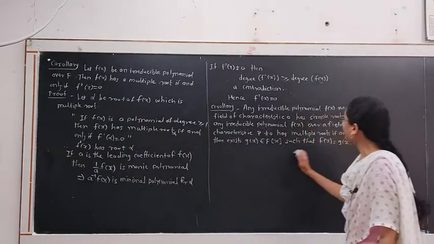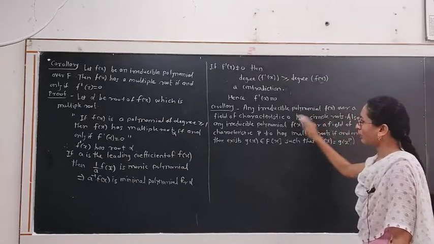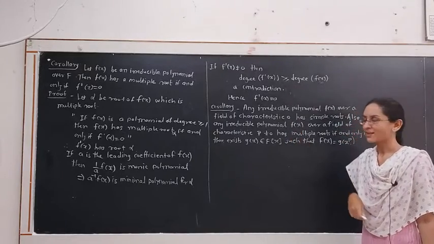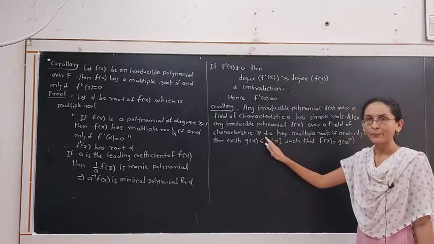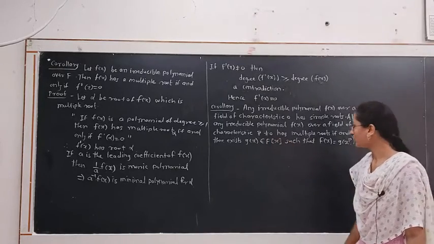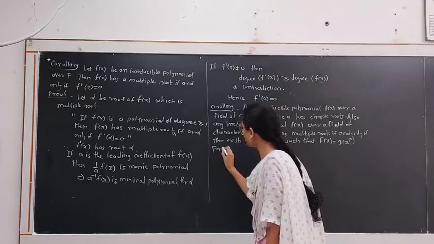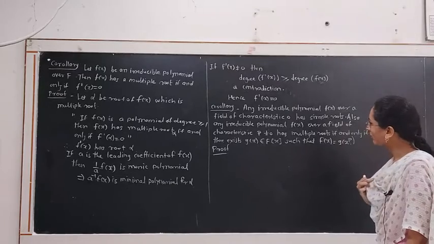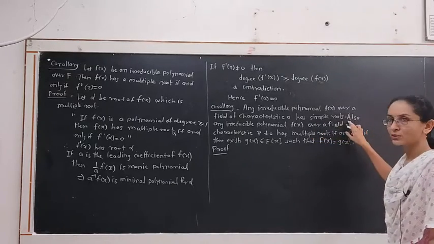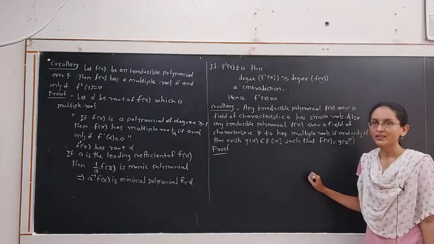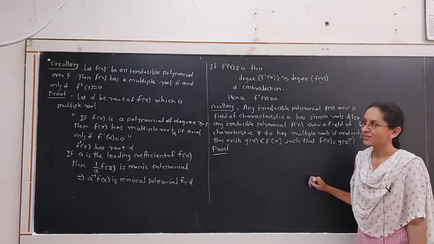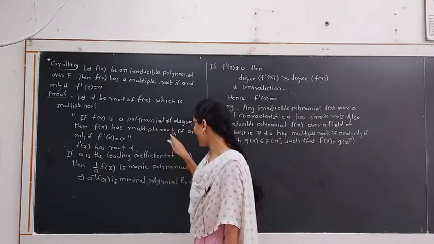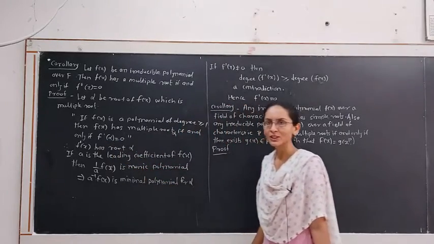In this corollary, it is given that f(x) is an irreducible polynomial over a field of characteristic 0. Initially, suppose that F is a field of characteristic 0. Then in the second case, we consider F a field of characteristic p, where p is a prime and it is not equal to 0. Proof. What we have to prove? If f(x) is a polynomial which is irreducible over a field of characteristic 0, then it has all simple roots. Suppose, on the contrary, f(x) has multiple roots. Then by the previous theorem, f(x) is a polynomial of degree greater than or equal to 1, then f(x) has multiple root alpha if and only if f dash of alpha is equal to 0.